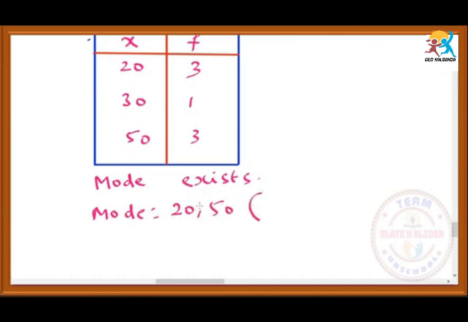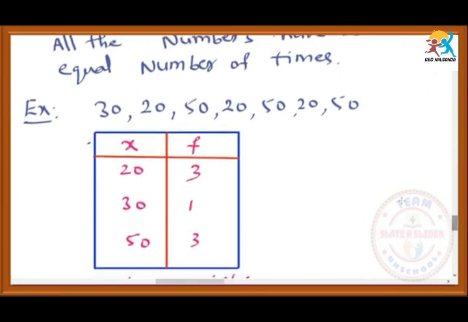So if we get two modes, then we can say that this question is a bimodal question. It is bimodal. If we get three modes, then it will be trimodal. Suppose in the same question, just observe the difference. In the same question itself, you are given 32 again. Then the frequency of 30 will be, instead of 1, we have to write 3. Here what happened? 20 has come 3 times, 30 has come 3 times, 50 has come 3 times.